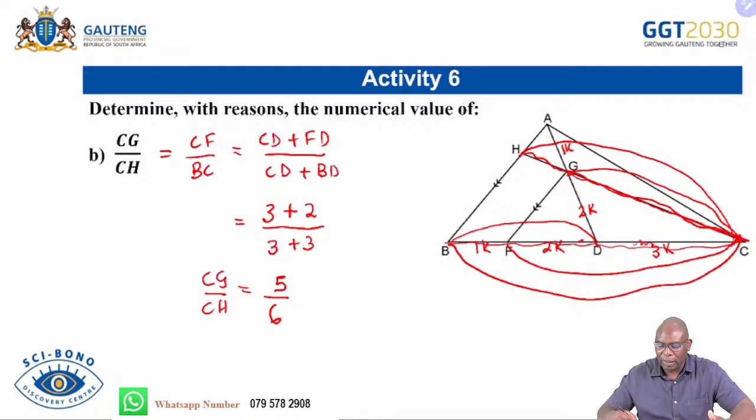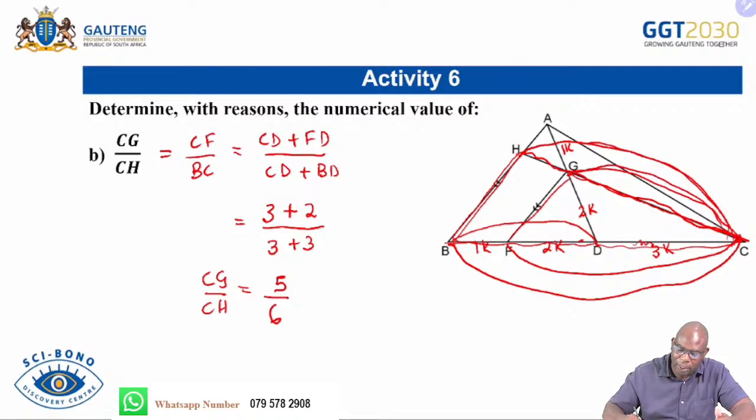If I use my other diagram, that whole diagram there, because this line is parallel to there, I'll get those two answers. The 5 over 6. So the whole line of CG will be 5, and the whole line of CH will be 6. So you can see this is a smaller line than that. So it means that these ratios will be correct. Okay.